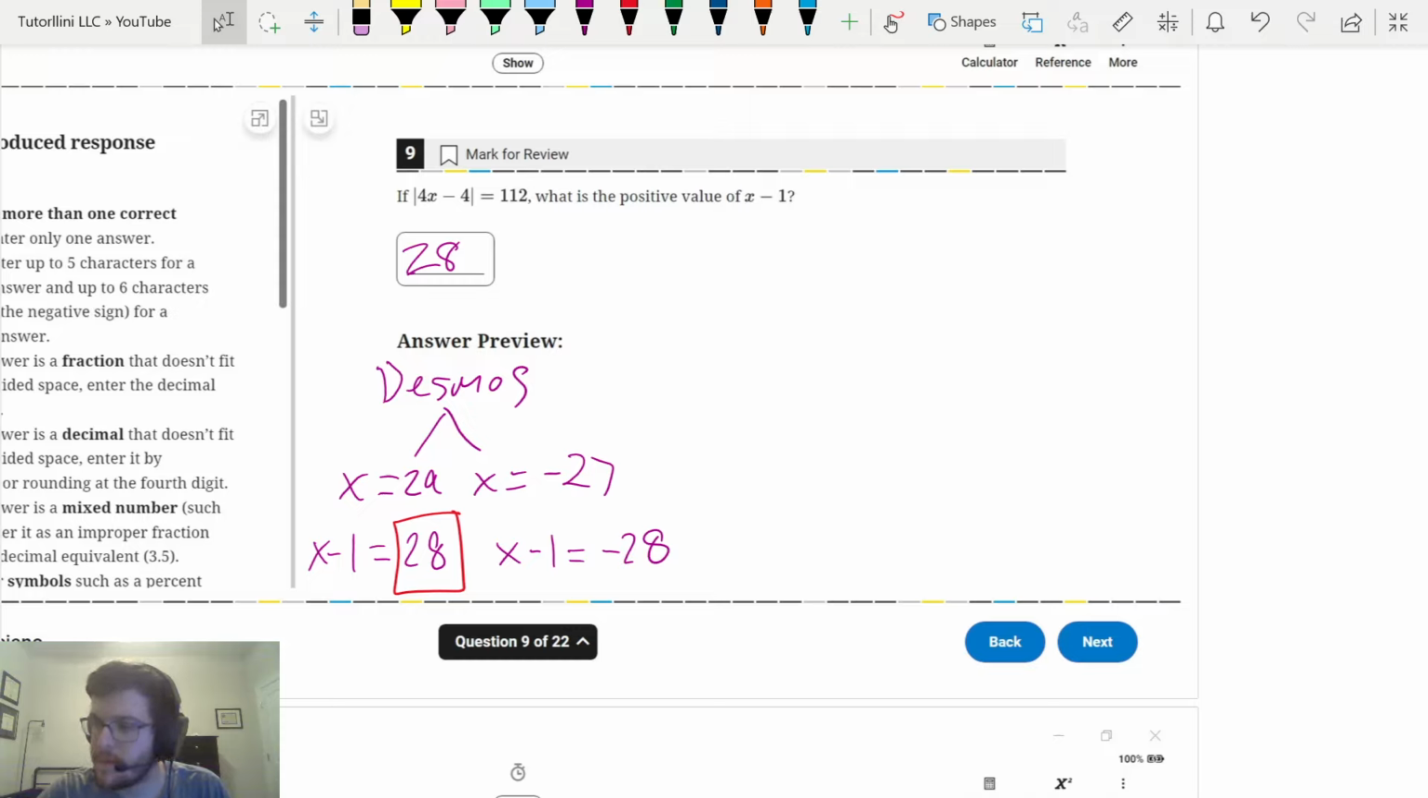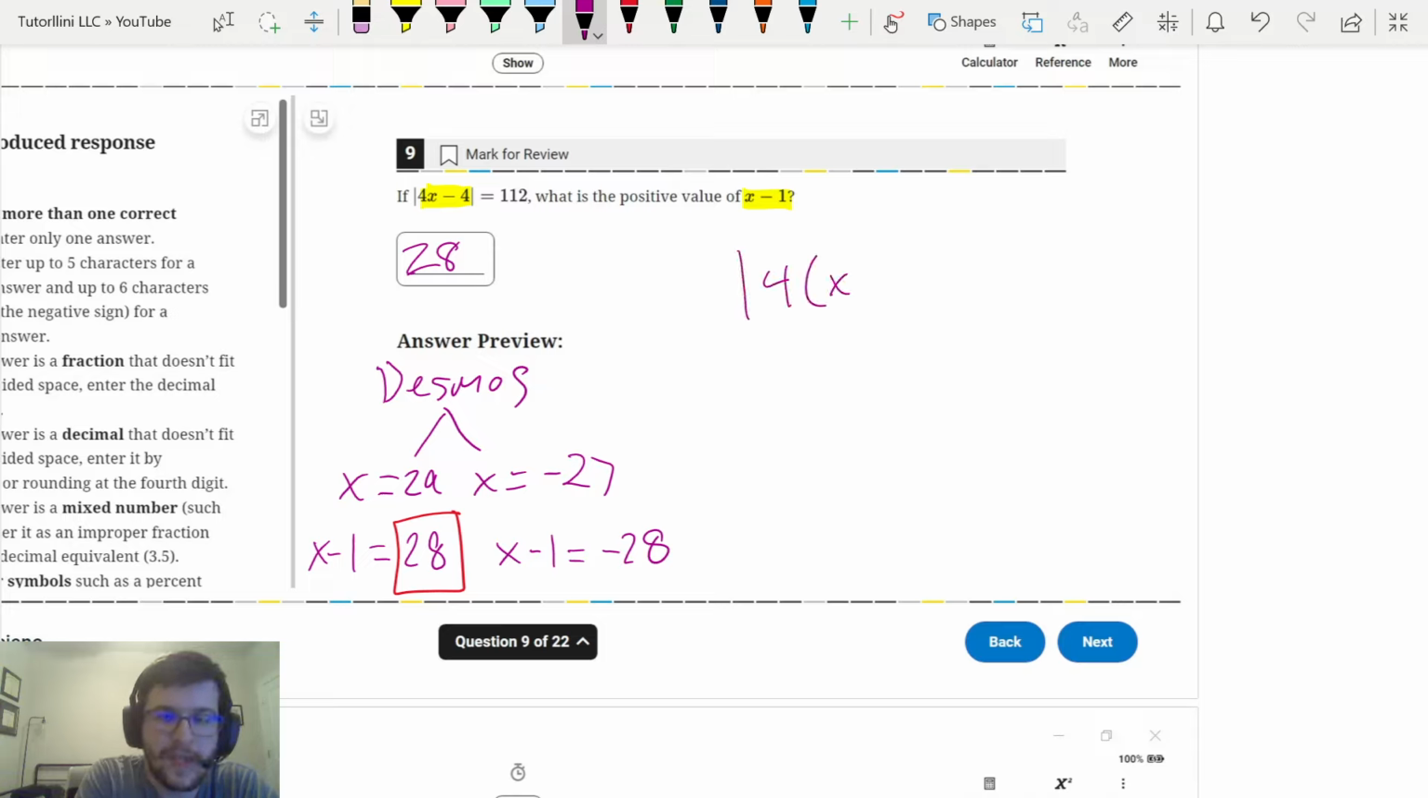Okay, so now let's go over how to do it. First, I would recognize that they want x minus 1. And you see, I can factor this guy. So if I factor out a 4, I get x minus 1.